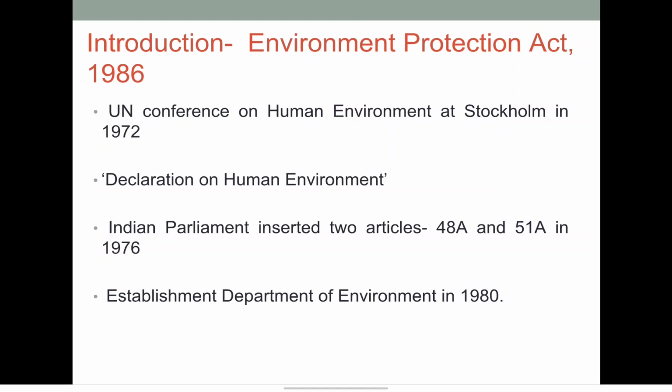Then Article 51A states that it shall be the duty of every citizen of India to protect and improve natural environment. So Article 51A is a duty, of whom? Of every citizen of India to protect and improve the natural environment. So these are the 2 articles in the Constitution of India regarding the environment, and subsequently after insertion of these articles, in between, various other laws were also enacted. We'll look at it further. So subsequently the Department of Environment was established in the year 1980.